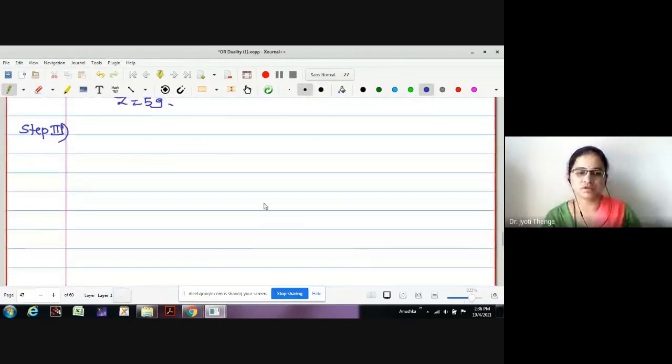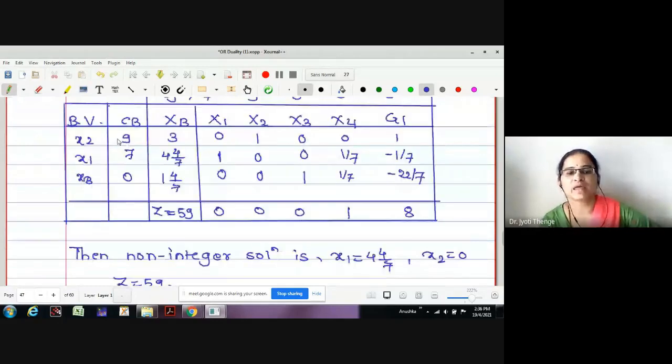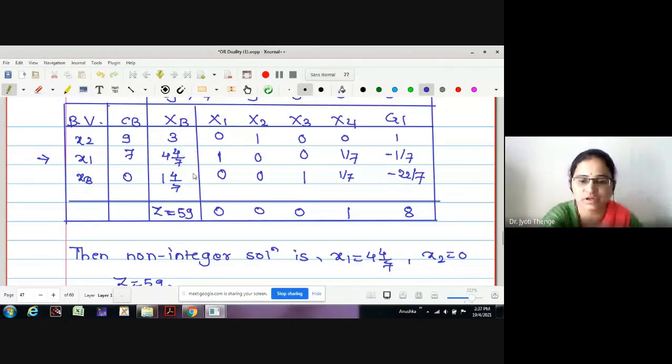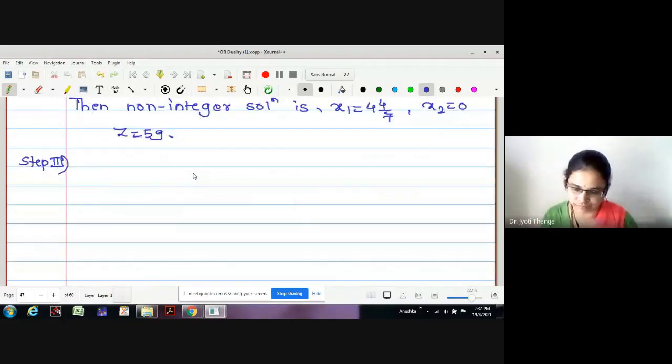Now what to do? Which row to be selected? The row corresponding to x1 we want to select, no? Here again two values are non-integer, but if you look at this x3, x3 is not the original variable. So we are not taking care for x3 to be integer value. It may go with non-integer, but we want x1 to be integer value. Therefore, we will select the x1 equation. That is second row, no?